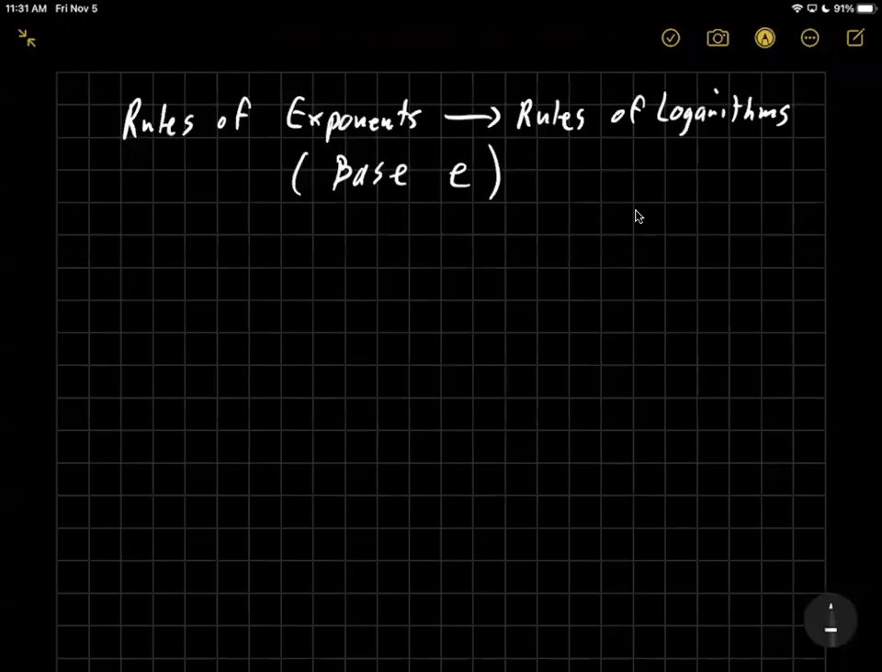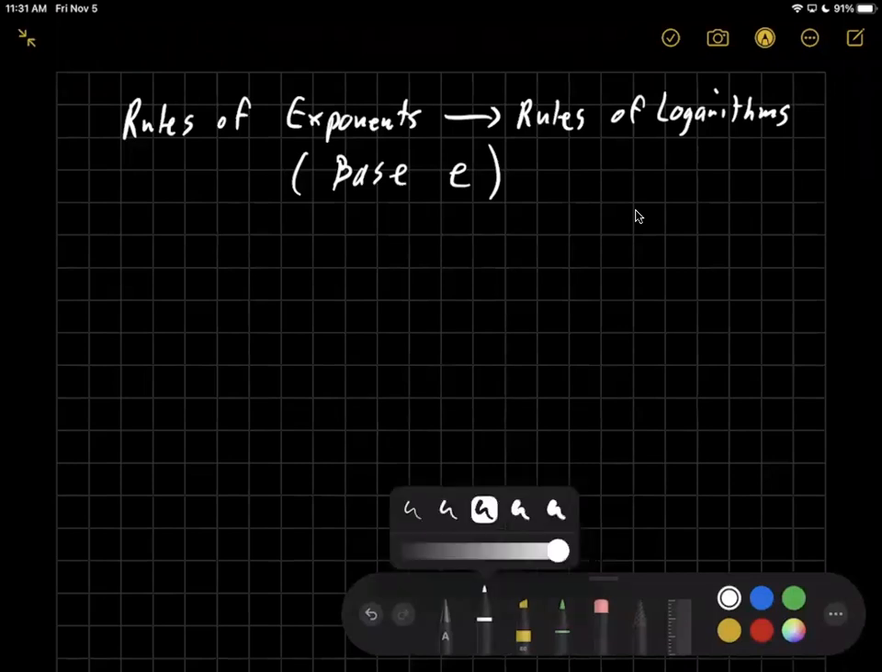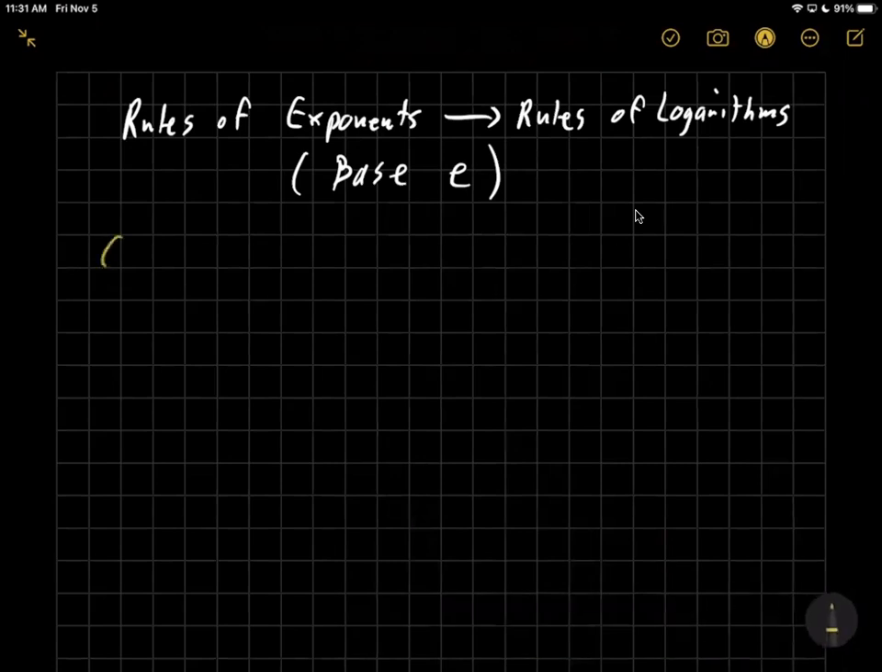All right, in this video, we're going to go over how to change the rules of exponents into rules for logarithms in base e, since this is for calculus. All right, so let's start with some givens. In order to accomplish this, I'm going to start with the following relationships.